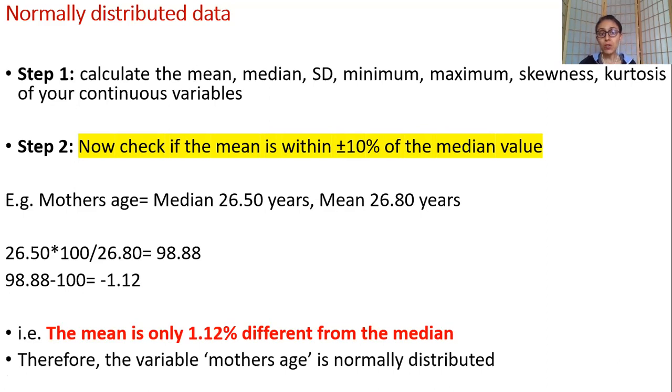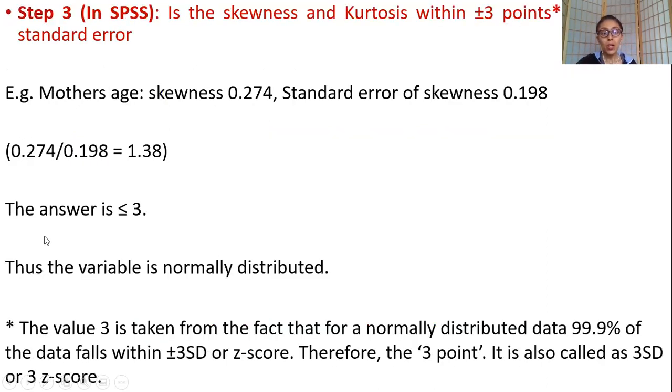All right, so the first thing to check is whether your mean is within 10% range of your median. Then second is whether the skewness and kurtosis are within plus or minus 3 standard deviations, or 3 points. It is plus or minus 3 standard deviations, but I use points as a word because it's easier for students to understand. See, I have made an asterisk and put it over here for you.